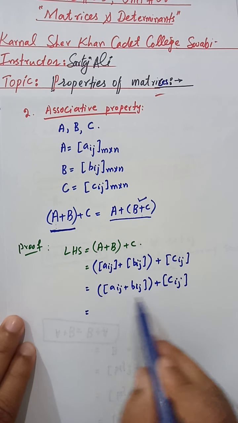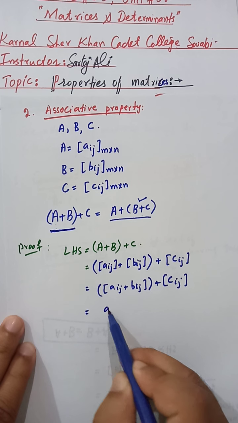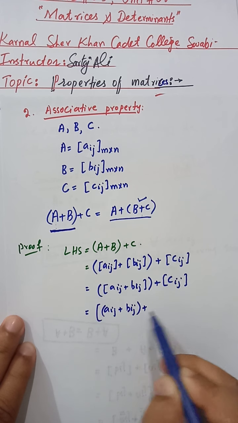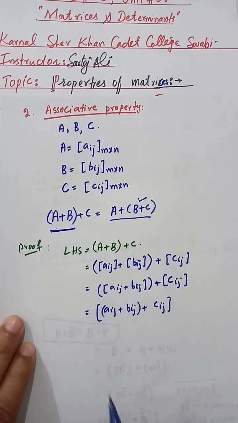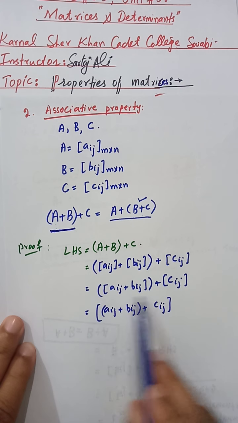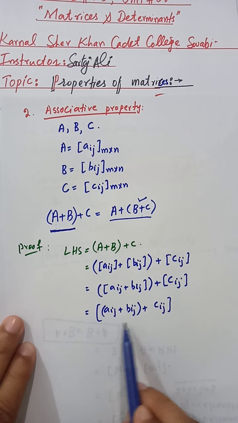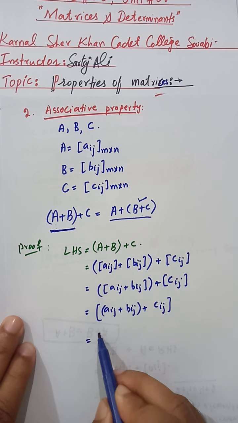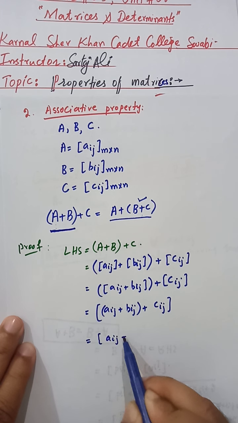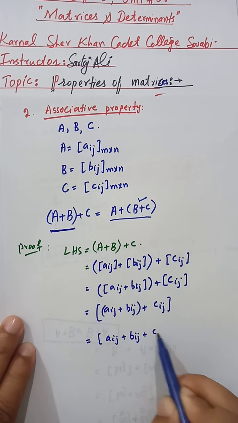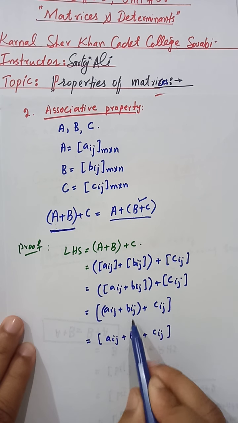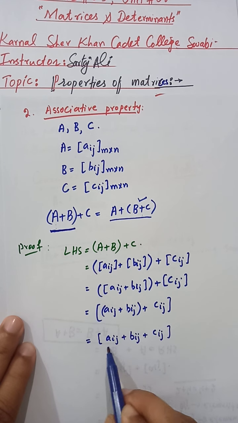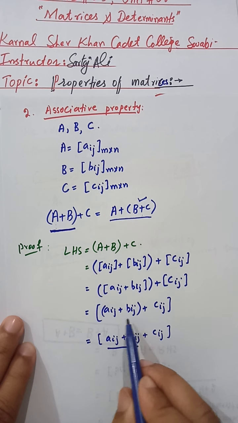So you see that when you add this, then this will be added with this. So this will be (aij + bij) + cij. You see that this is obtained from this set. Now this step can be written as aij + bij + cij. I am removing the brackets. It means that you perform this addition, and when you perform this addition you will get some number in place of this. That's why I am removing the brackets.